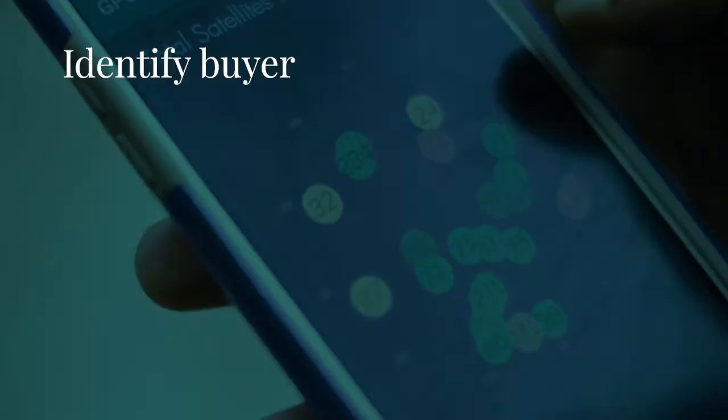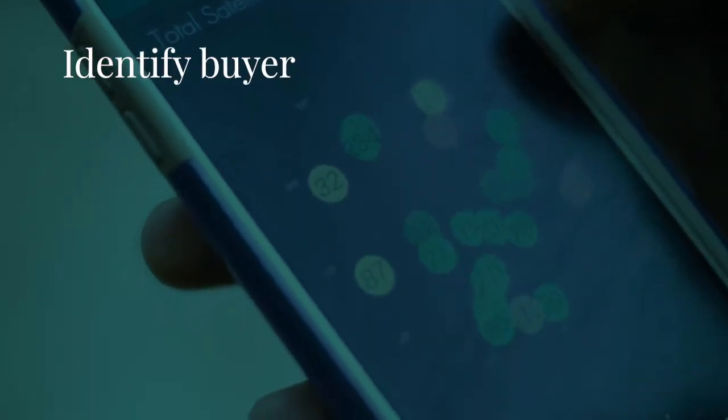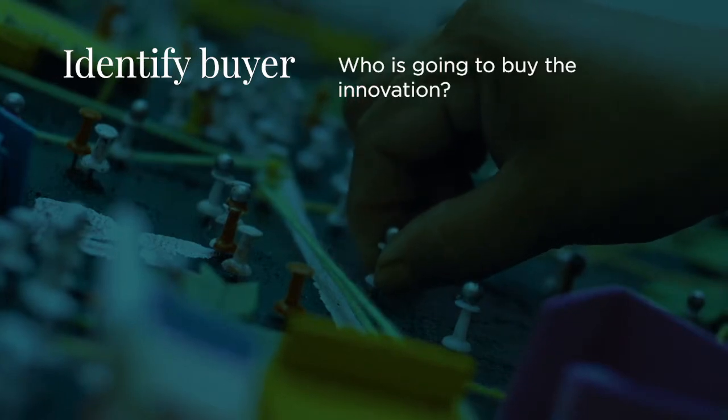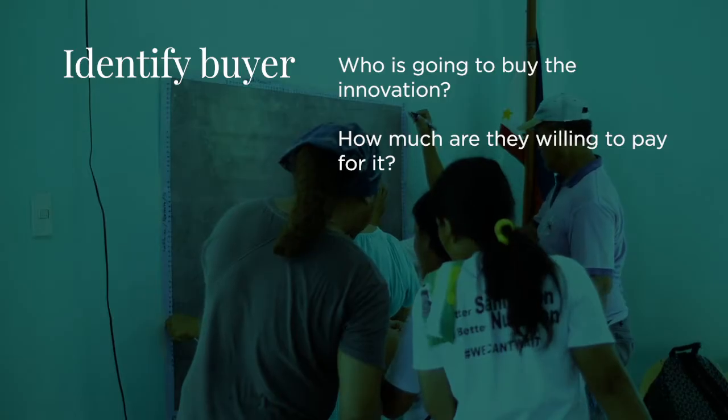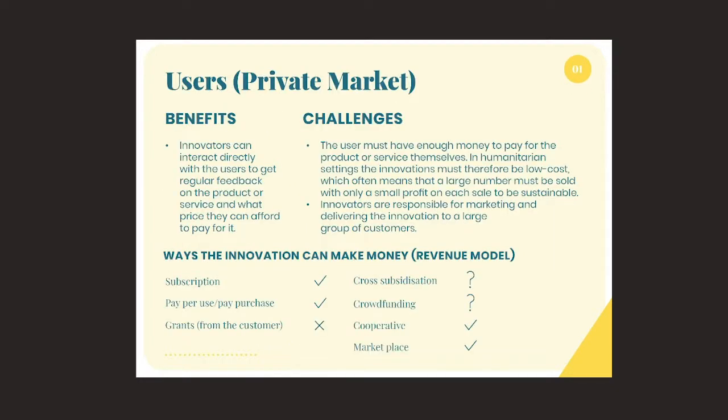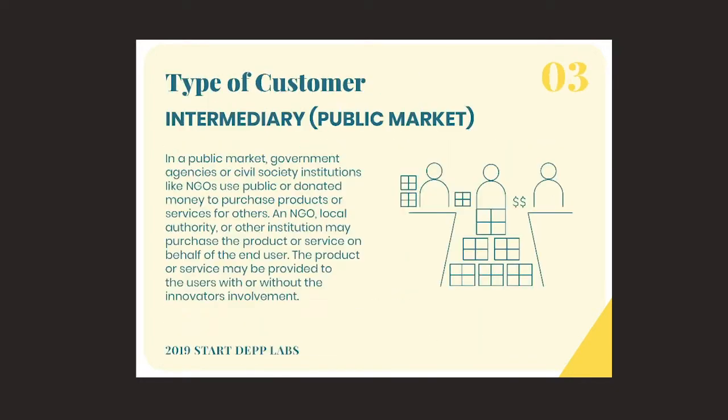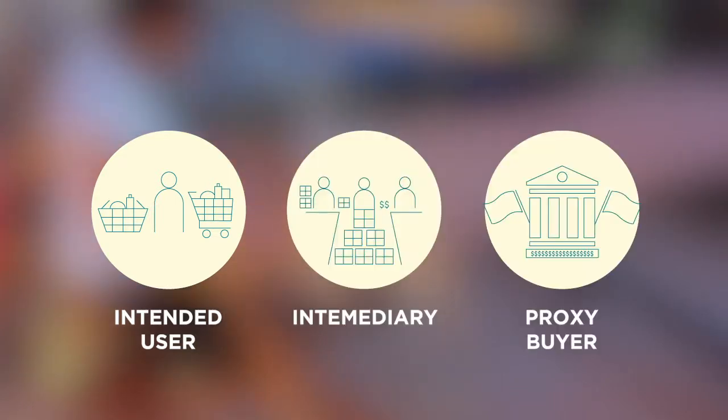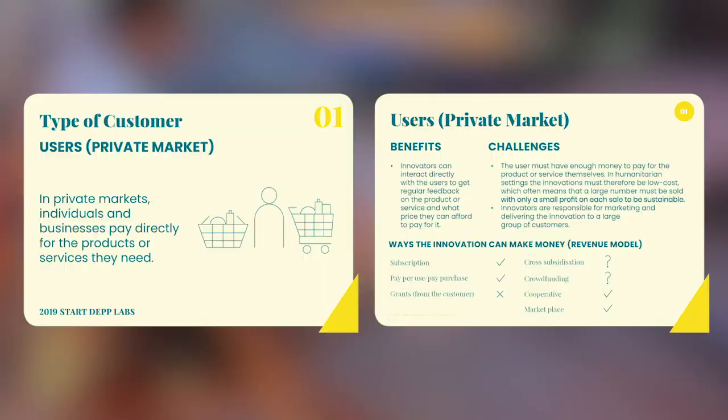The first step in narrowing down a business model is identifying the buyer. That is, who is going to buy the innovation and how much are they willing to pay for it. As you will see in the cards, we have identified three main buyers, and these are the intended user, an intermediary, and a proxy buyer. The intended user is the most straightforward model, but as we show in the cards, this business model requires the user to have sufficient funds to pay for the innovative service or product.